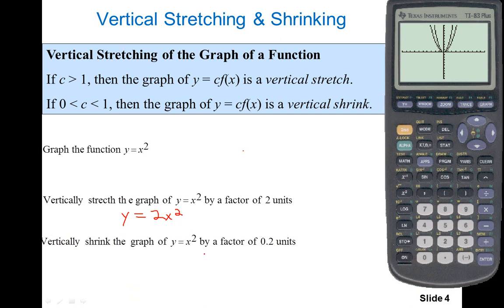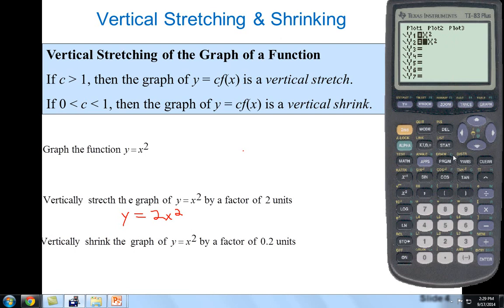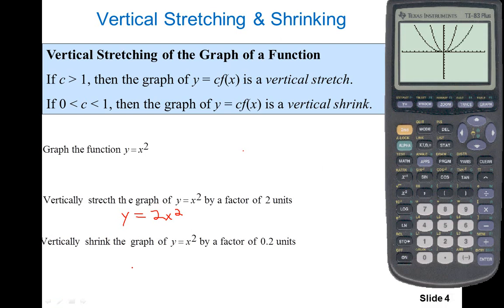Next, we'll vertically shrink the graph of y equals x squared by a factor of 0.2 units. Keep in mind that we're multiplying our function by some number that's between 0 and 1. So I'll go back to y sub 2, and I'll regraph 0.2x squared. And notice our vertical shrink on the graph. And our newfound equation is y equals 0.2 times x squared.